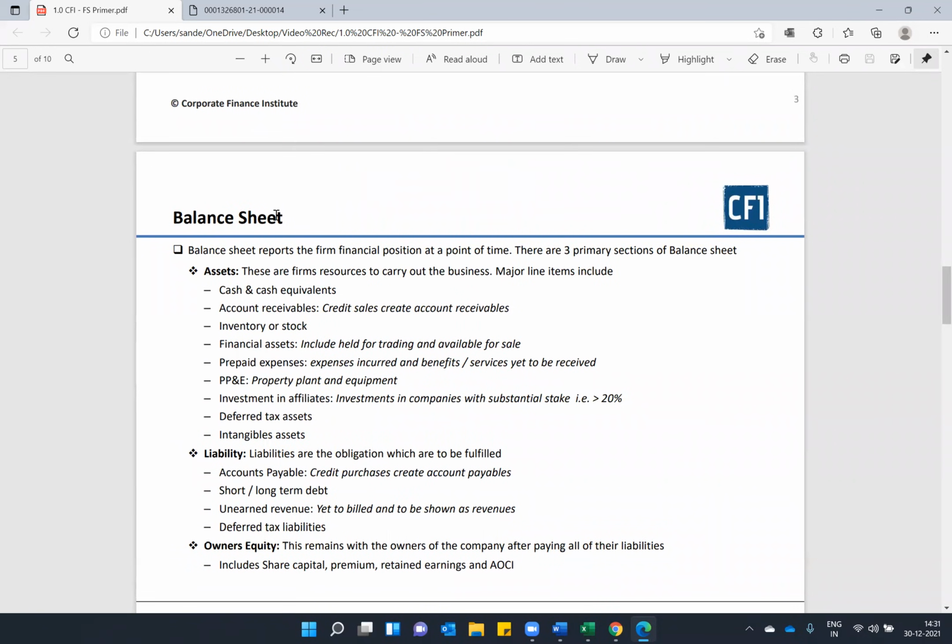So what is a balance sheet? It represents a firm's financial position at a point in time. On a particular date, you get to know the balances of all the assets and liability that you have in your balance sheet. And there are three primary sections of balance sheet. The first one is assets, the second one is liability, and the third one is owner's equity or shareholders equity.